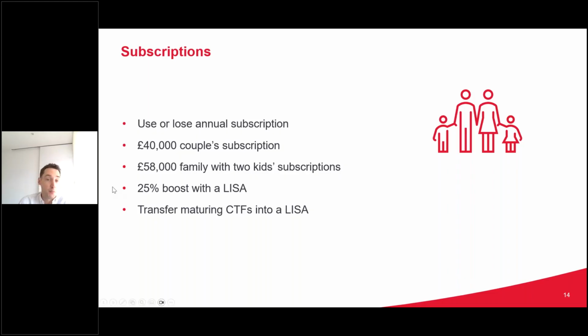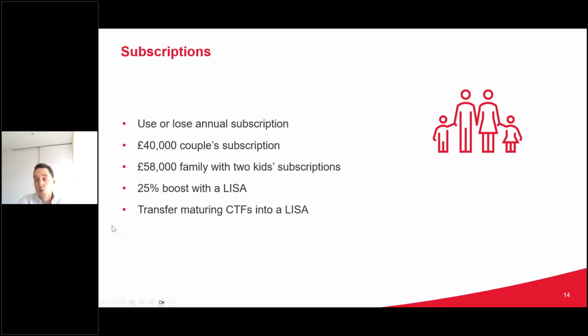That 25% boost for the lifetime ISA is quite useful as well, so that an individual technically can have £21,000 put into an ISA environment each tax year, with the maximum bonus from the lifetime ISA.